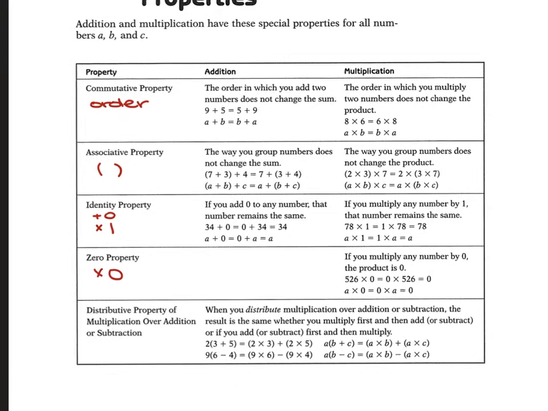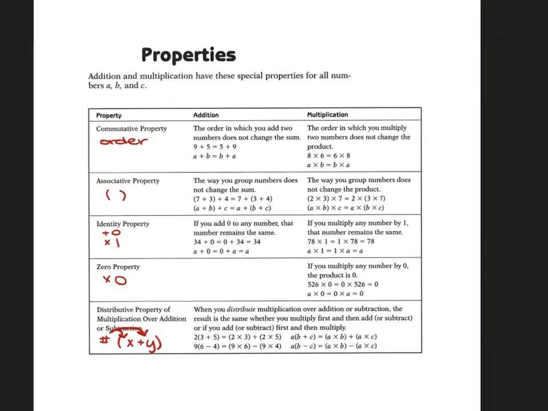And then lastly, you have the distributive property of multiplication over addition or subtraction, which just means that if you distribute in before you add or before you subtract within the parentheses, you're going to get the same answer. So distributing means taking the number on the outside and multiplying it by each number on the inside.